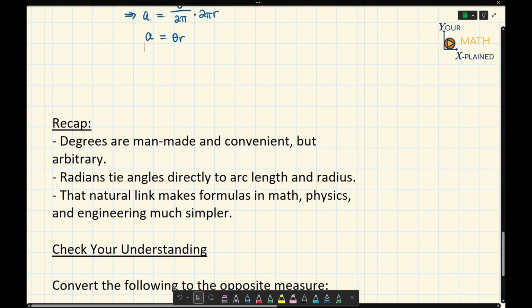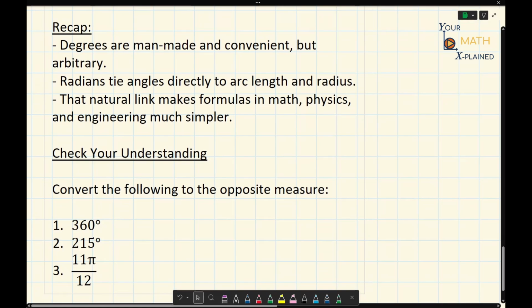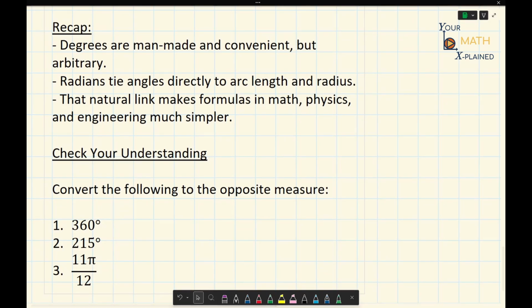So now let's do a quick recap of everything we covered in this video. So degrees are man-made and convenient, but they're a little arbitrary and not very intuitive when it comes to circle geometry. Radians tie angles directly to arc length and radius, and that natural link makes formulas in math, physics, and engineering much simpler using radians.